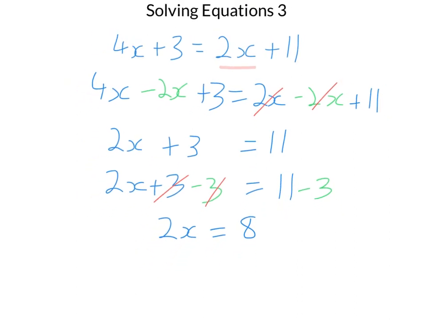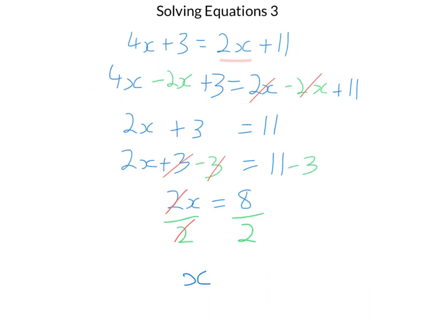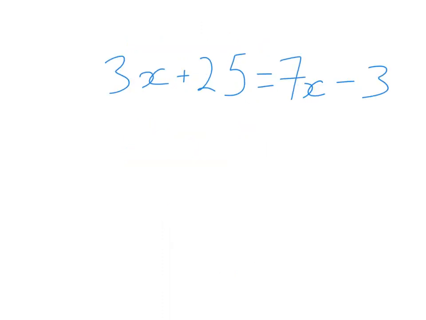Now to find the value of x by itself, we're going to get rid of that 2 by dividing the left hand side by 2. And what we do to the left hand side, we have to do to the right hand side. So we're also going to divide the right hand side by 2. The left hand side, 2 divided by 2 cancels to give us 1x. And on the right hand side, 8 divided by 2 cancels to give us 4. So our final answer is x equals 4.